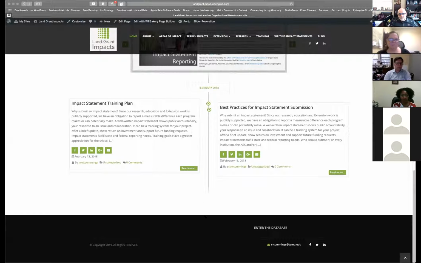And at the very bottom of every page, you'll see an enter the database link. That is a link that will go directly to the login page of the new database. So no matter what page you're on, this enter the database link will be there, and that's currently how we do it today, at the bottom of every page.